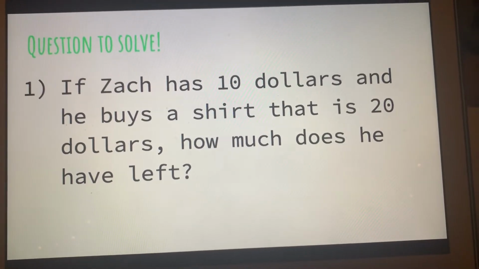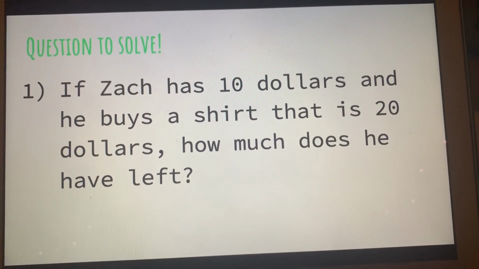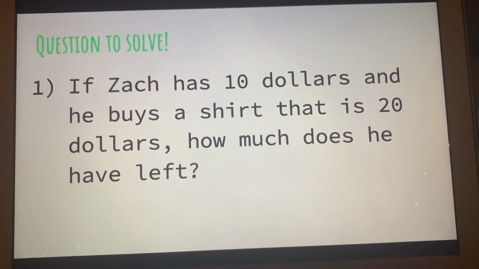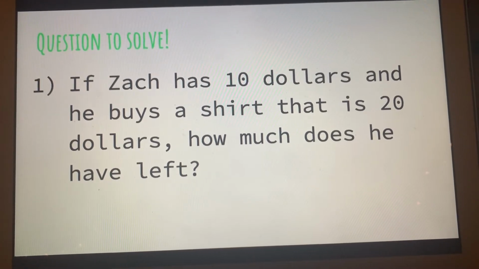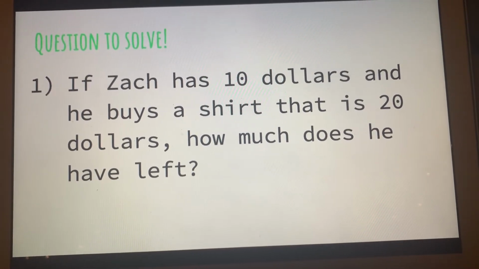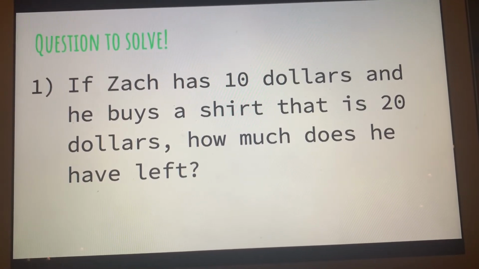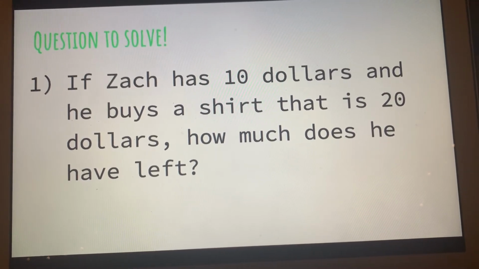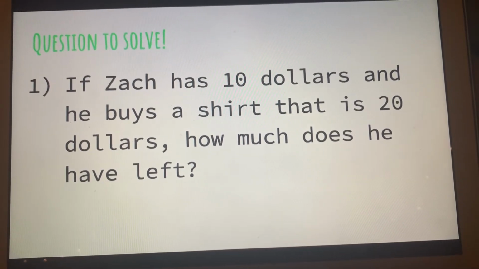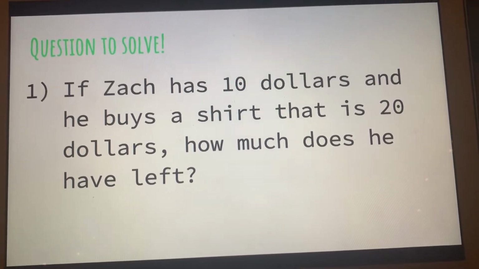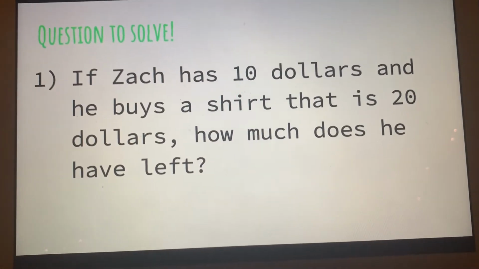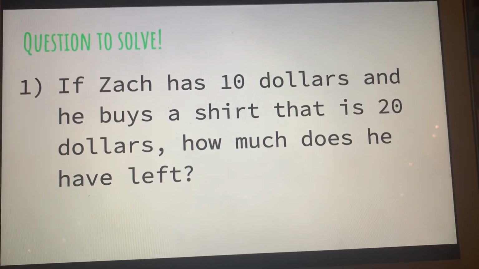Next, we have a question for you guys. If Zach has $10 and he buys a shirt that is $20, how much does he have left? Let's reread it one more time just to make sure that everyone understands. If Zach has $10 and he buys a shirt that is $20, how much does he have left? I know that this may be a little bit confusing just because negative numbers are a little bit hard to understand, but here we go. We'll go ahead and show our answer.